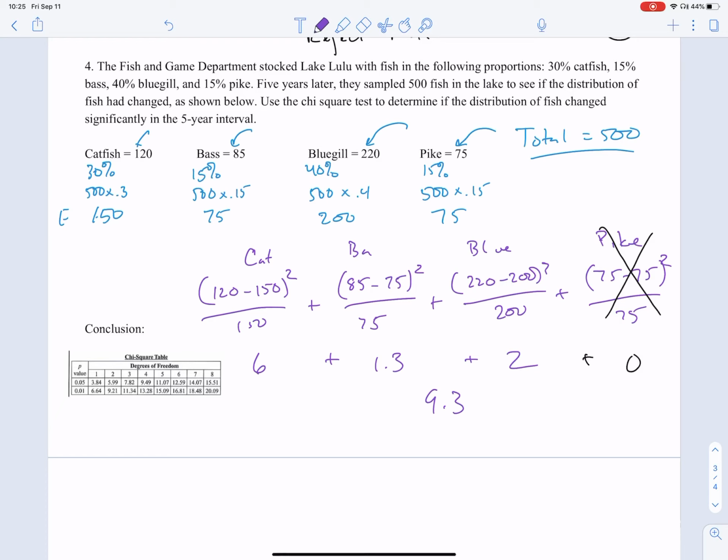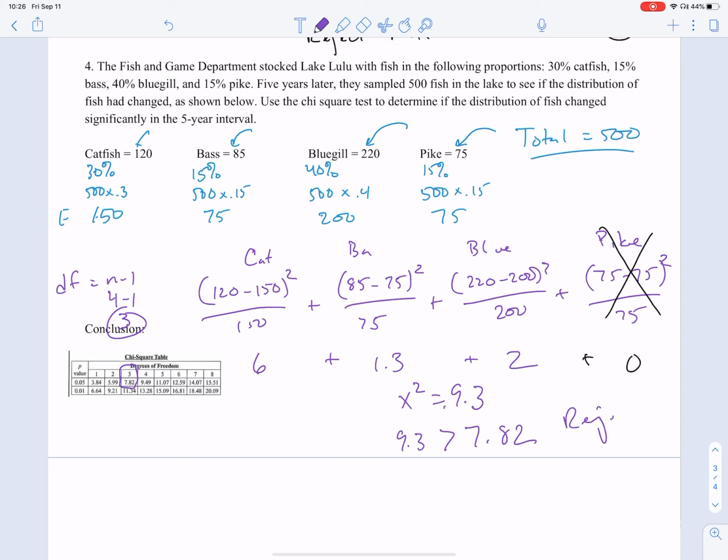Now I go to my degrees of freedom. Degrees of freedom is n minus 1. There are 4 options, minus 1, so my degrees of freedom is 3. So I'm comparing to 7.82. My chi-squared value is 9.3, and 9.3 is greater than 7.82. Oh, the 7s were getting me. So what that means is I'm going to reject the null.